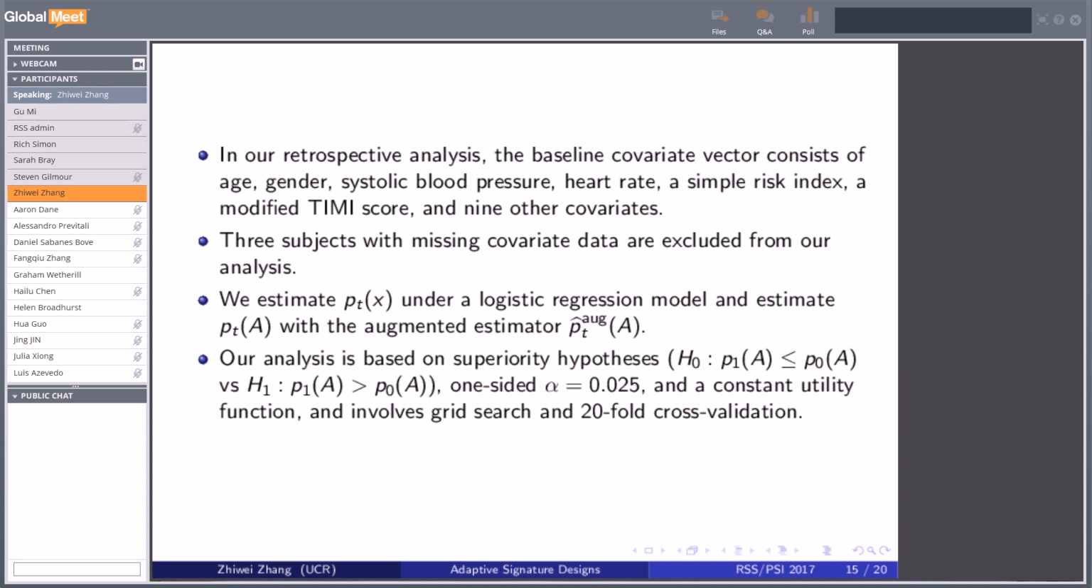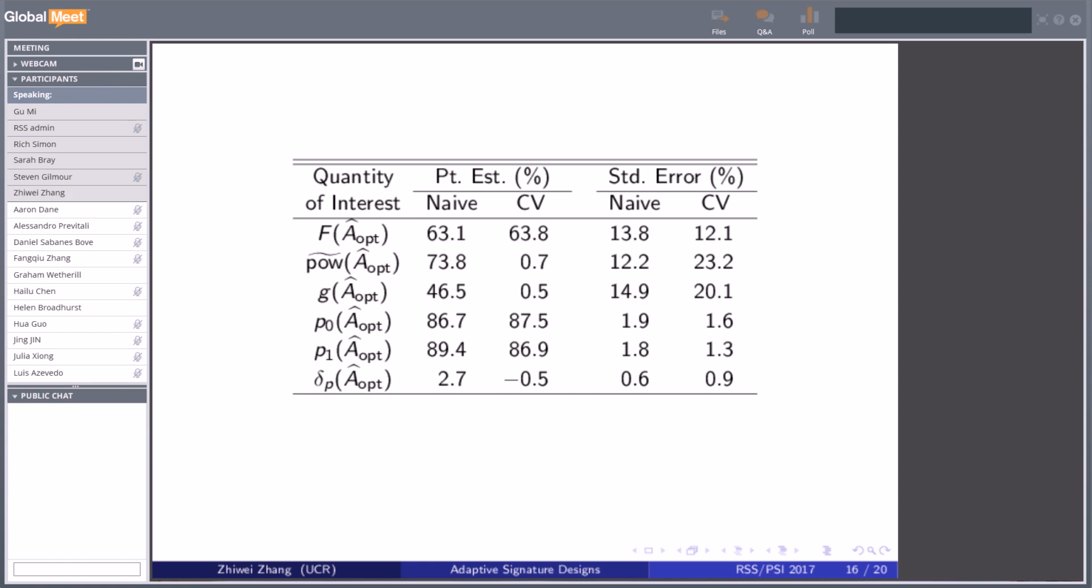We use a constant utility function, so the utility of a subset is just the size of the subset. The maximization is a 2-dimensional grid search, and the treatment effect estimation is based on 20-fold cross-validation. So from this analysis, we get a subgroup together with estimates of its relevant attributes, shown on slide number 16. Specifically, we look at the size of the total subset, the approximate power, and the expected gain, which is just size times power.